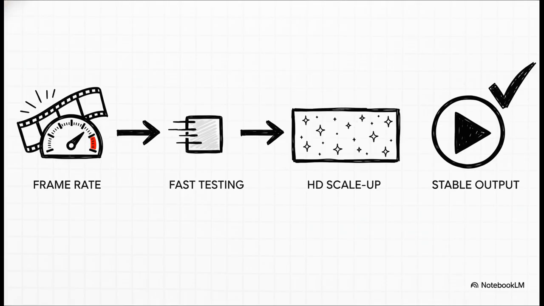Alongside your 16 FPS, you really need to manage your resolution smartly. When you're just testing out a prompt, just checking if the AI actually understands your vision, keep it small. 640 by 640 pixels is perfect. It renders super fast and saves a ton of compute power.